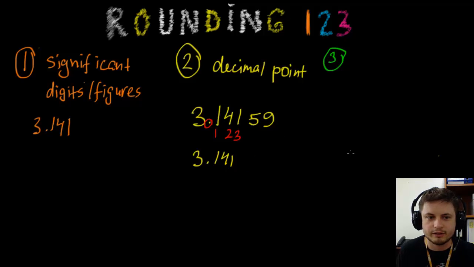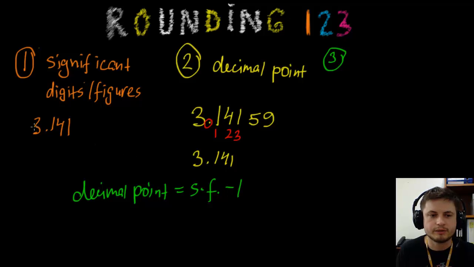If I were to combine these two, number 1 and number 2, basically what you'll get is that decimal point is the same as significant figure minus 1. So 3 significant digits is actually 2 decimal points. However, that's only for numbers that have decimals. Sometimes you'll have significant digits that have no decimals, and we'll take a look at this after this example.